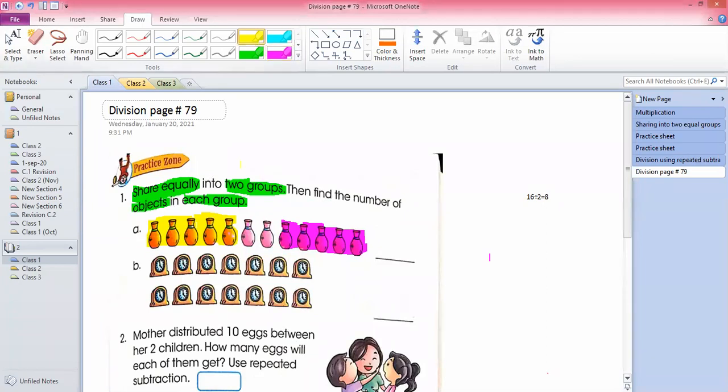If I give one more to each group, then there will be no more vessels. So I give this one to group A and this one to group B. So you can see guys, now I have divided these vessels into two equal groups. Yellow group A and purple group B.